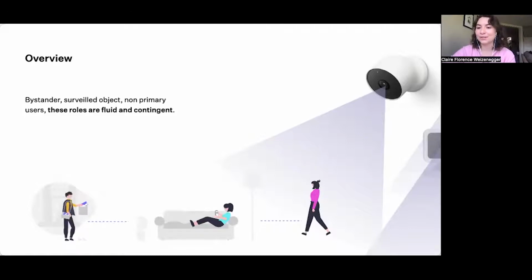Complicating matters further, these roles are fluid. For example, the primary owner of a camera can later become a surveilled subject if their spouse with co-user access uses the system to spy on them.